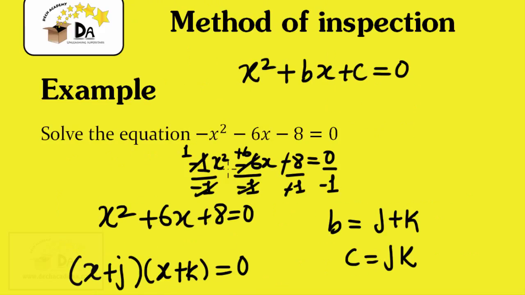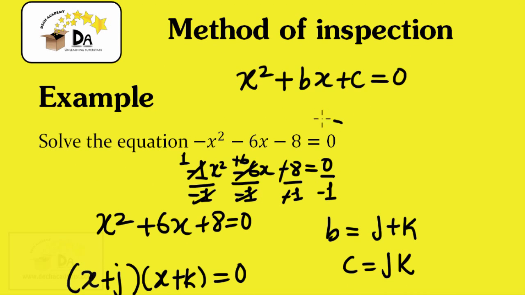Now try substituting these results into the original equation, and you will find that the equation is satisfied. The left hand side will match the right hand side, hence why x equals minus 2 and x equals minus 4 are the solutions to the given equation.